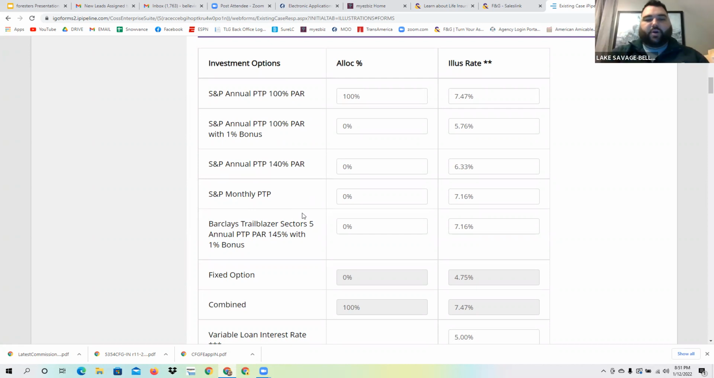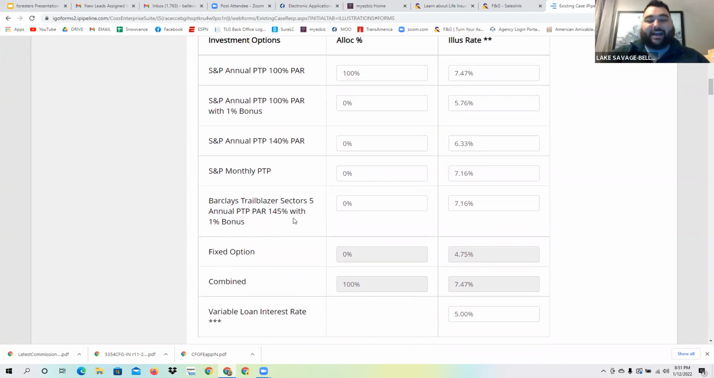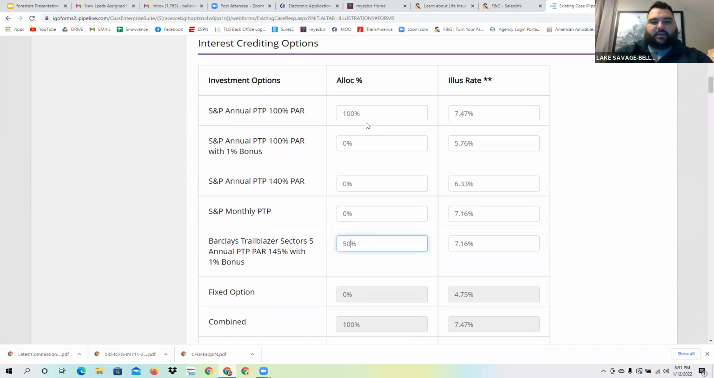right? Barclays Trailblazer is 145% plus a 1% bonus. So what I like to do and what I was taught is you put half the money in Barclays and half the money in the S&P annual point to point. Why? Because they have the highest rates out of both of them. Now you can do this however you want, whichever the client feels like they want to do. They can split it up as long as it reaches a total 100% combined.